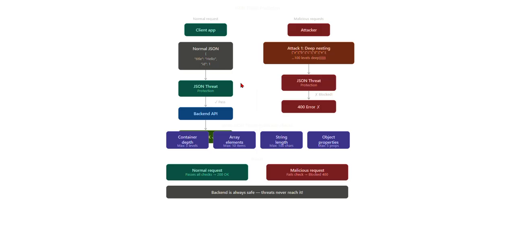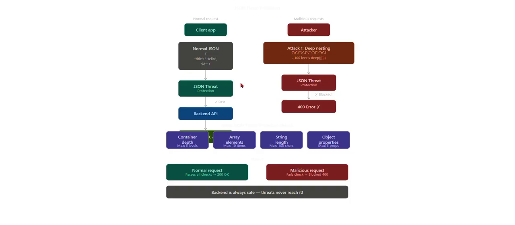In this visual diagram, you can see two requests. One is a normal request, the second one is a malicious request. JSON Threat Protection sits between the client and your backend. A normal request with valid JSON passes straight through and gets a 200 response. But a malicious request, like deeply nested JSON designed to crash your server or strings with thousands of characters, is blocked immediately with an error. The backend never sees the attack.